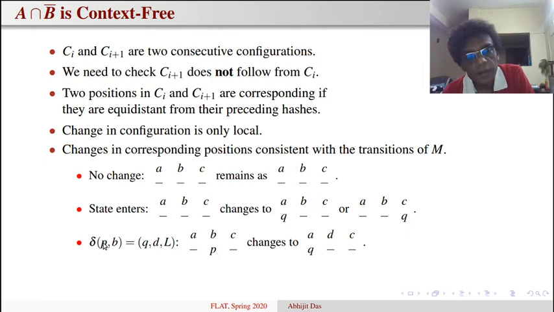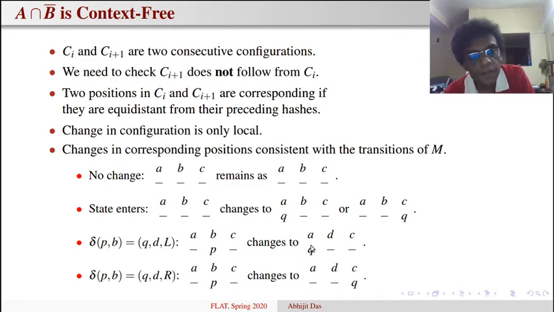So it says that if the state is P and head is scanning B, then B is overwritten by D, the new state will be Q, and the movement is left. So B is overwritten by D and the state changes to Q and it comes to the left. So this is also consistent. Likewise, if delta of P comma B is Q, D, R, then the head moves right, state changes from P to Q, B is overwritten by D. So these are all consistent changes.